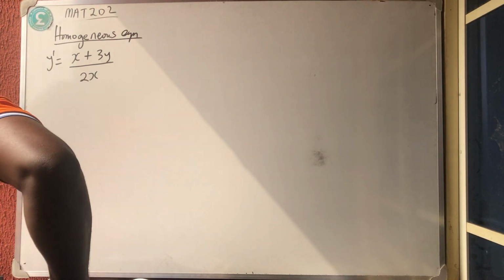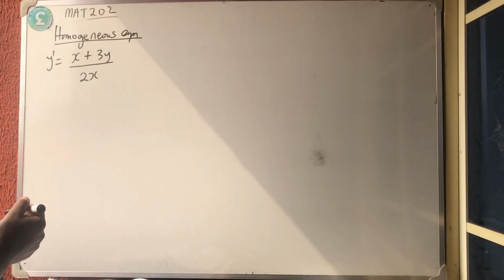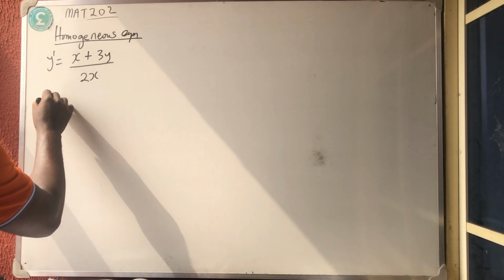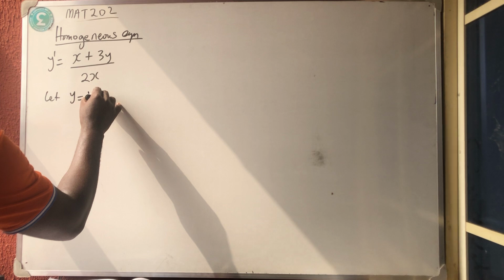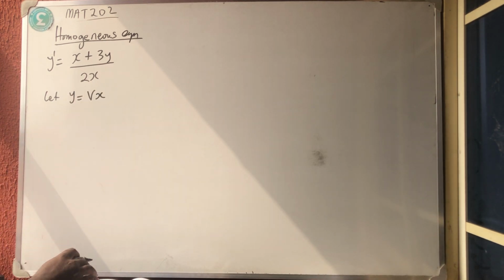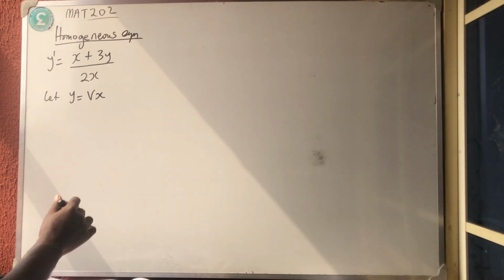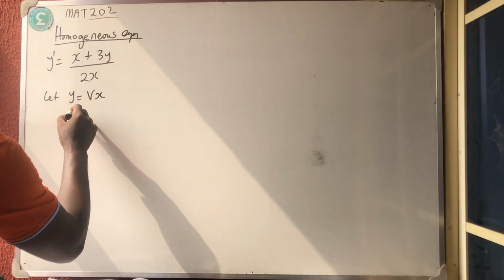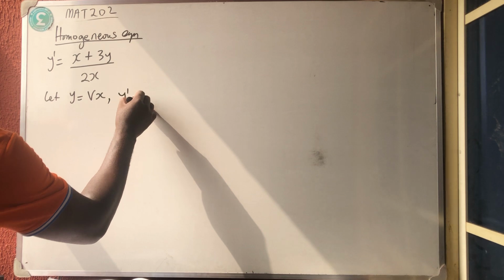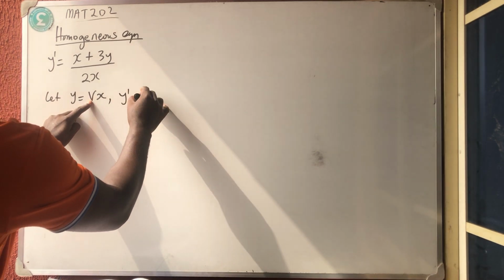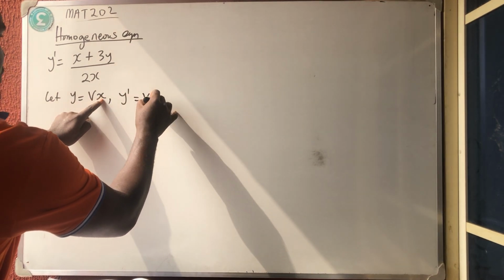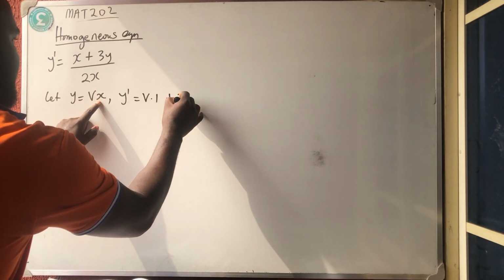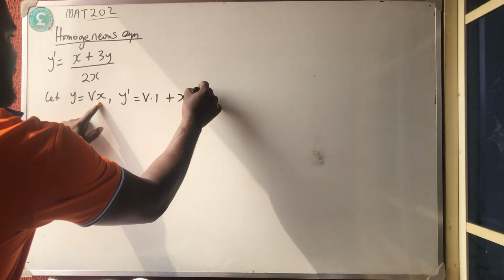So how do you solve a homogeneous equation? We solve it by eliminating that y that I'm seeing. So first of all, let y be equal to vx. If y is vx, let's get our dy/dx. Which means that y prime will be equal to: leave the first one, v, differentiate this one, I'm having 1. Plus leave the second one, x, differentiate the first one, I'm having v prime.